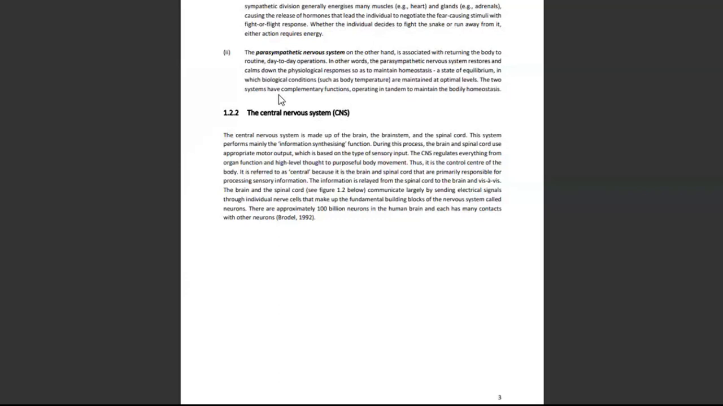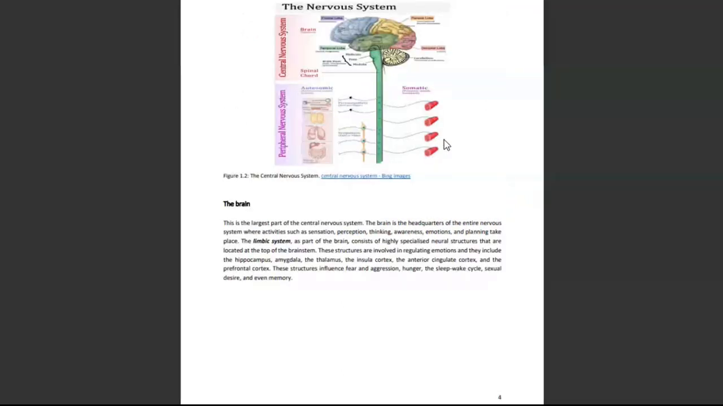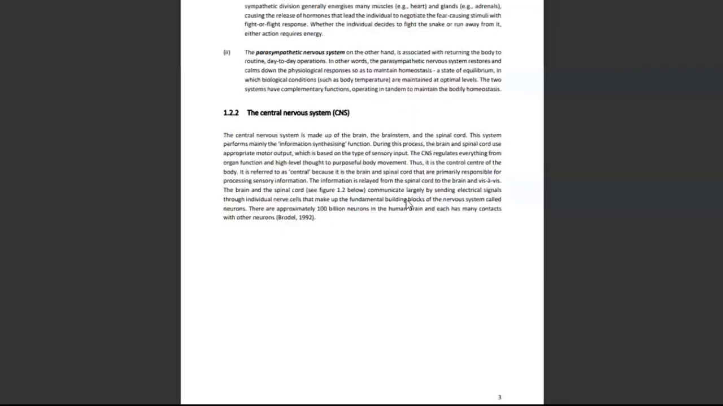We are done with the peripheral nervous system. Then you move to the central nervous system. The central nervous system is made up of the brain, brainstem, and the spinal cord. These are the key functions in your body. How does it happen? Central nervous system, this is a process. You hear, you visualize, you interpret something, you run, you cry, you sing, you sleep. All these functions are determined by the central nervous system.